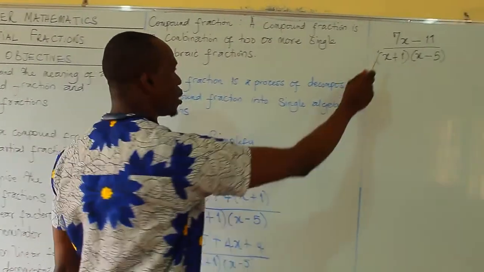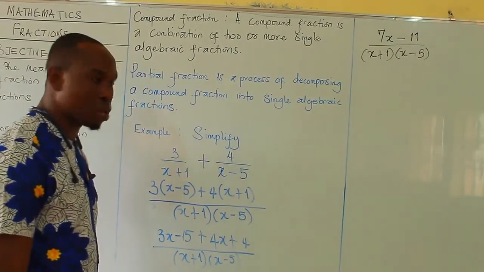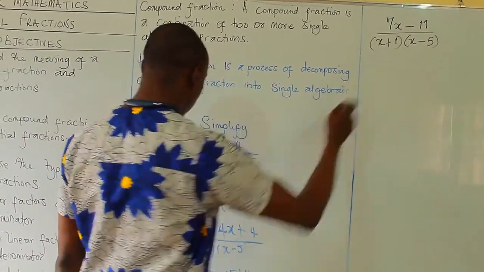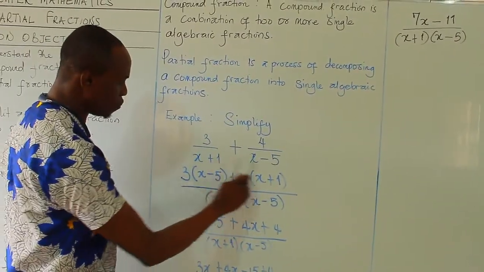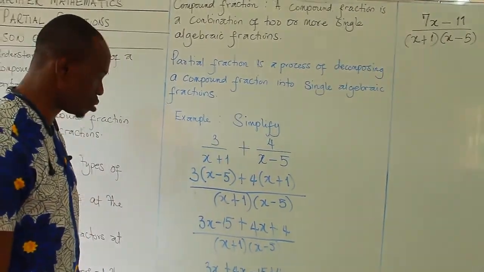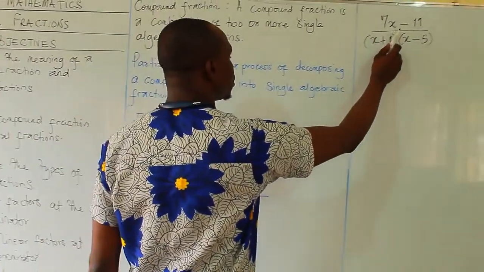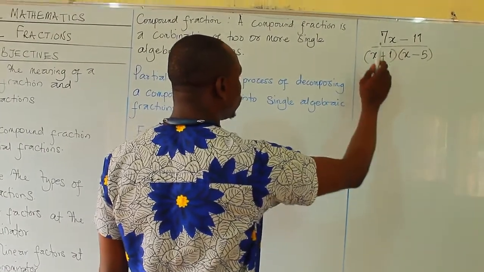Now this is a compound fraction, because it is the result of the addition of these two single fractions. So this is said to be a compound fraction.